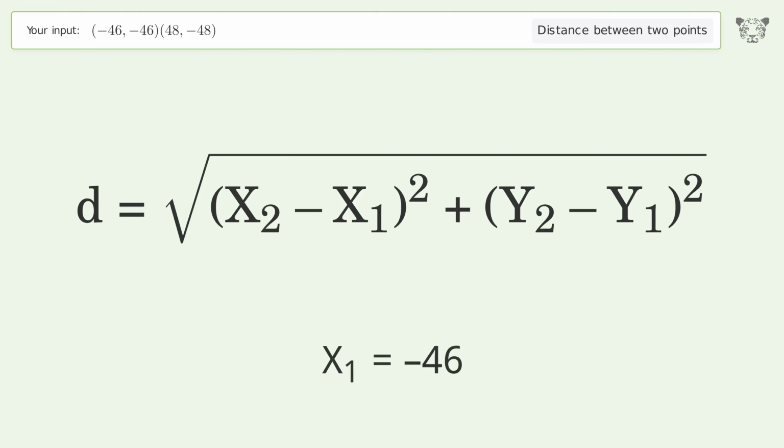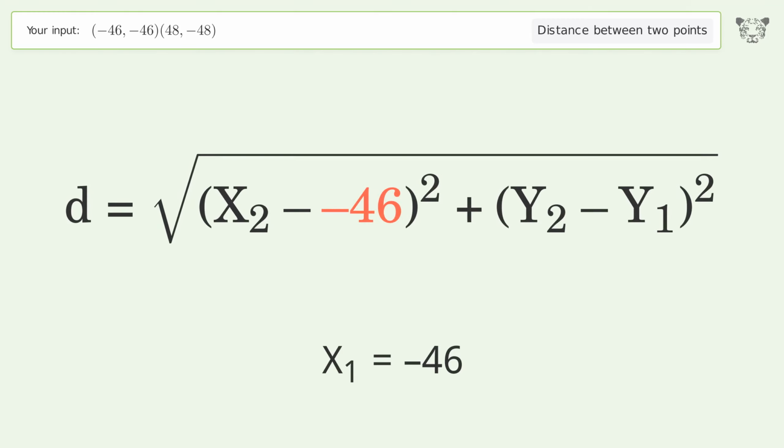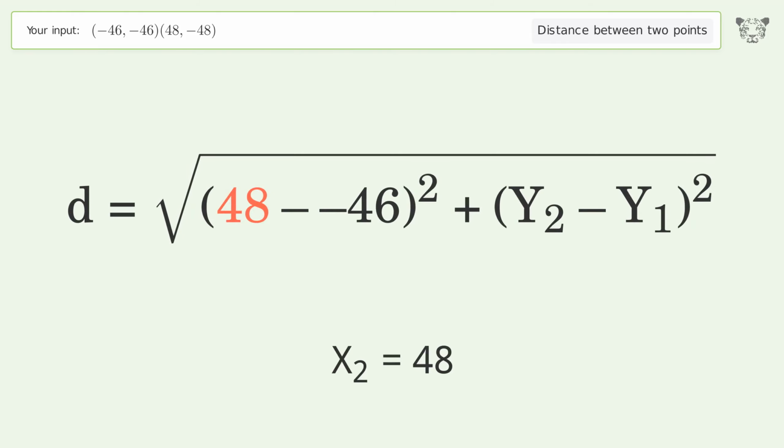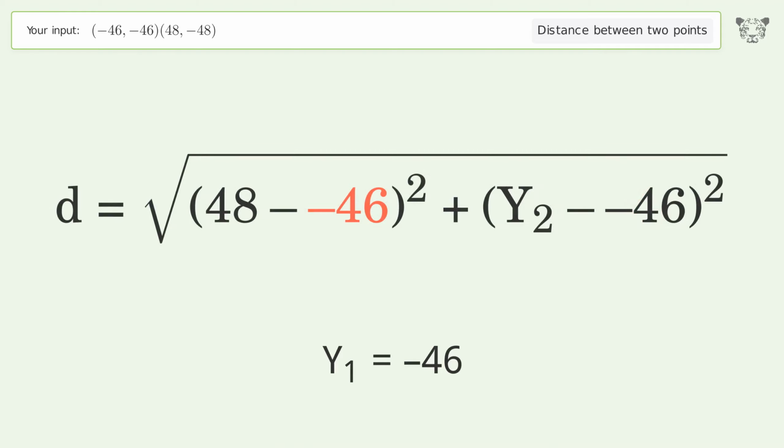x1 equals -46. x2 equals 48. y1 equals -46. y2 equals -48.